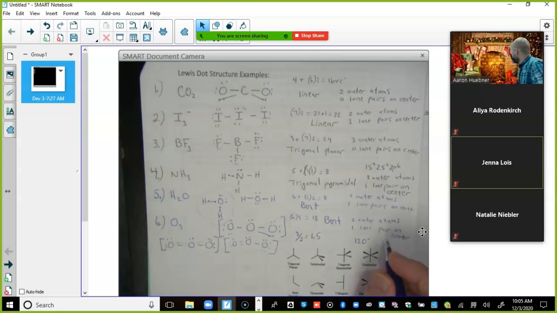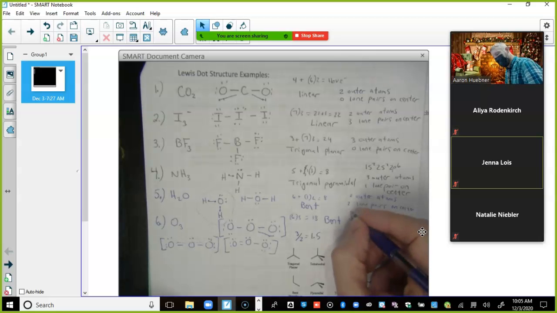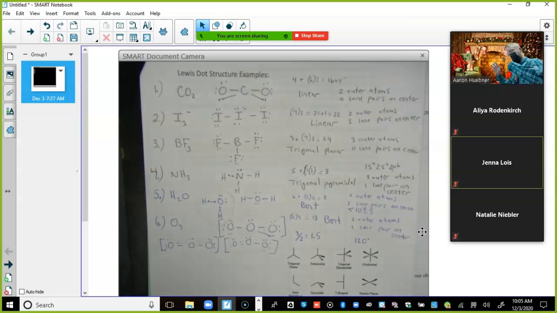But if you have 2 lone pairs, it's going to be less than 109.5. So having just 1 lone pair is going to make it obtuse. 2 lone pairs makes it more acute. Obtuse, acute.